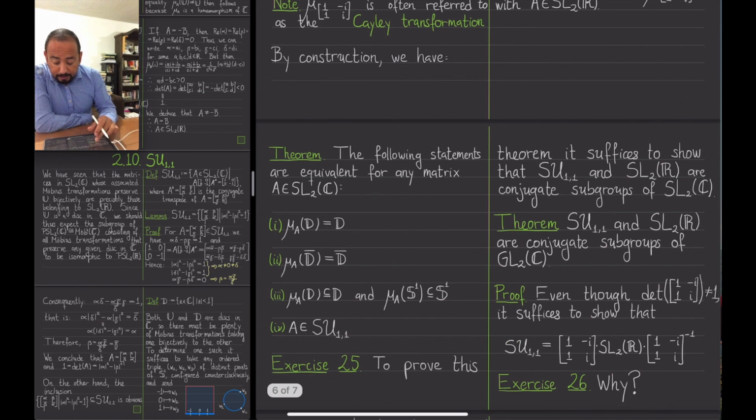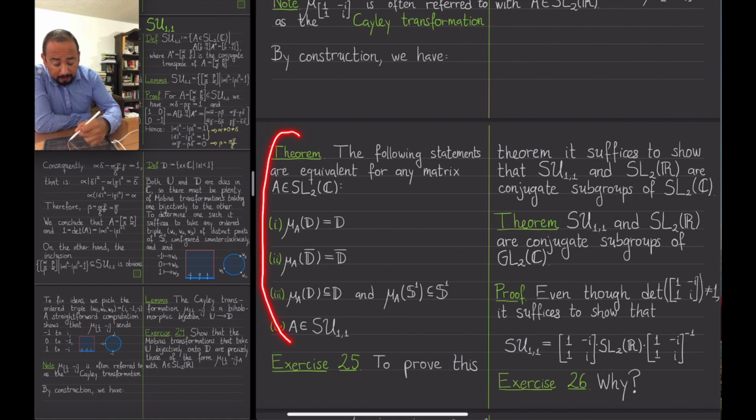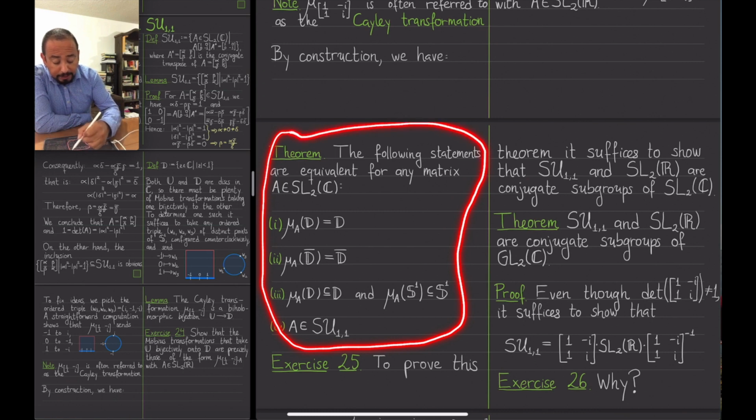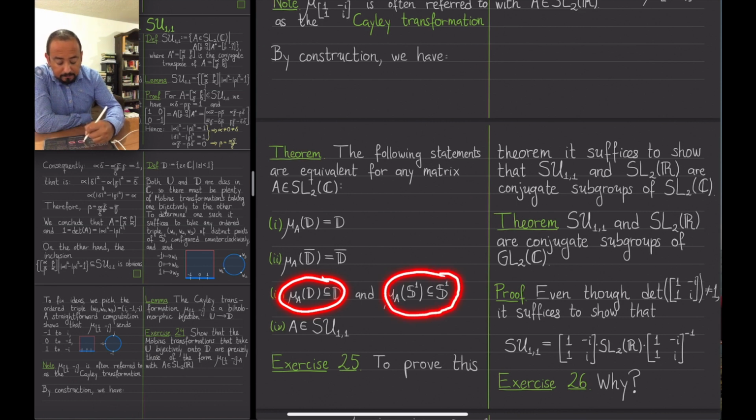Now, the theorem we proved for SL2R and for the preservation of U, but now for D. For a 2x2 matrix with complex entries and determinant 1, it is equivalent that it preserves D bijectively, that it preserves the closed disk of radius 1, V bar, that it preserves D and also the boundary, and that the matrix that determines that Möbius transformation belongs to SU11.